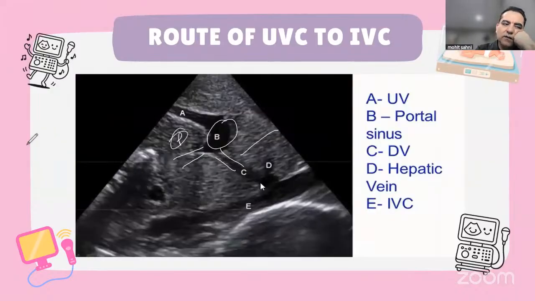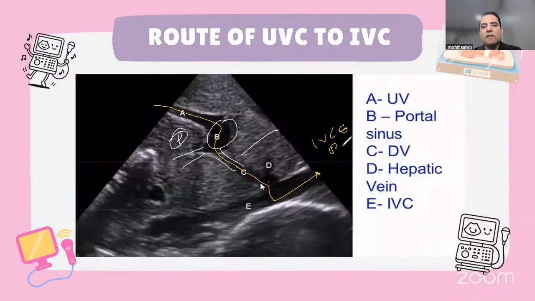So your UVC will come here when the portal sinus enters into the anterior branch, that is the ductus venosus, which later on continues as the hepatic vein, and then the hepatic vein enters into the IVC here, and then it moves to enter, ideally it should be left. The tip should be at the junction of IVC and RA. So this is the ideal position. So this is the route of the UVC.